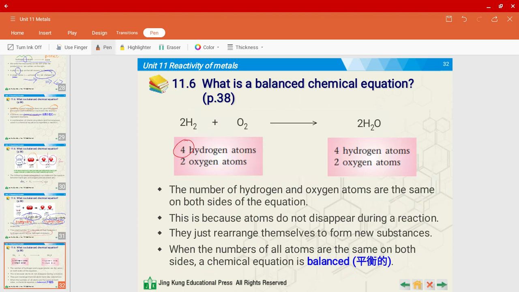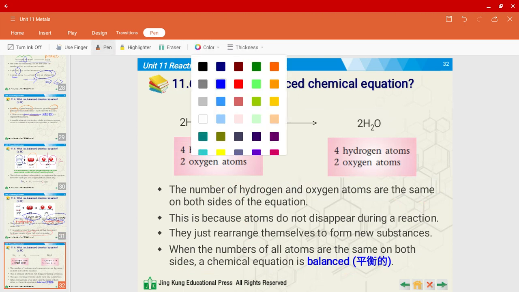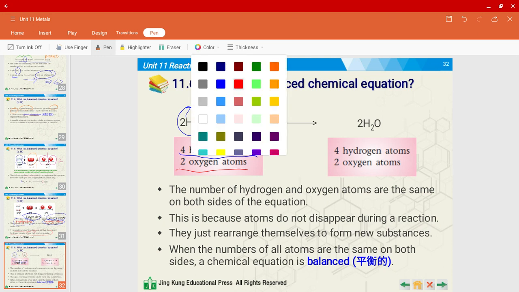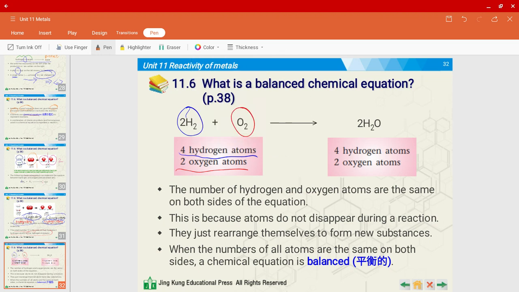So this is what this table is trying to say. On the left-hand side, there are 4 hydrogen atoms, which are over here, and there are 2 oxygen atoms, which are over here. And in total, let me use a different color, you get 4 hydrogen atoms plus 2 oxygen atoms. Okay? So on both sides of the equation, the number of hydrogen and oxygen atoms should be the same.